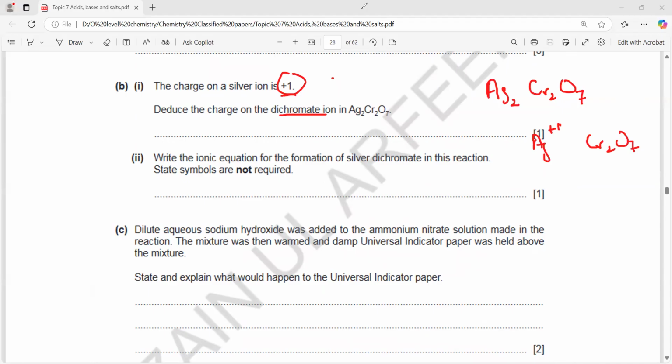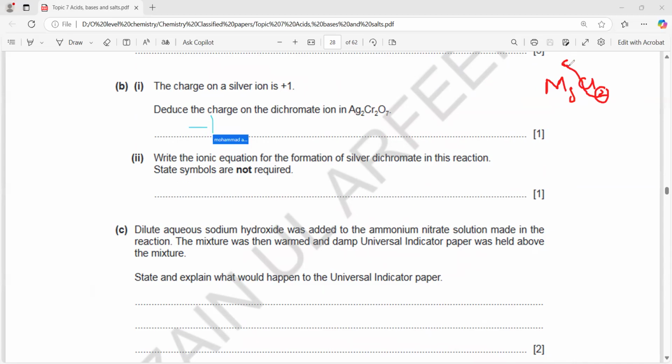How do we work it out? Look, I will give another example so you can relate. If I have magnesium chloride, MgCl2, what is the charge on magnesium? This number 2 is actually for magnesium. And this number, what is written, nothing is there. It means 1. So this 1 is for chlorine. So same thing.